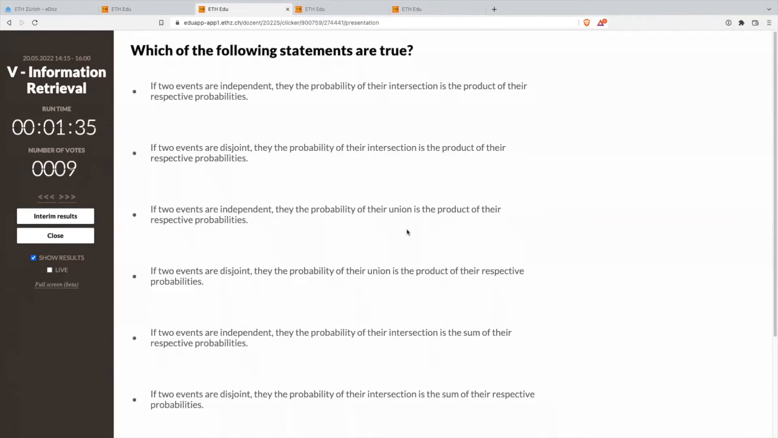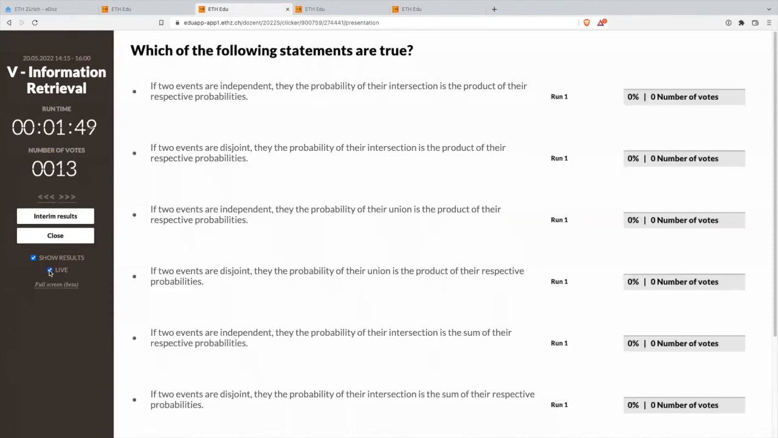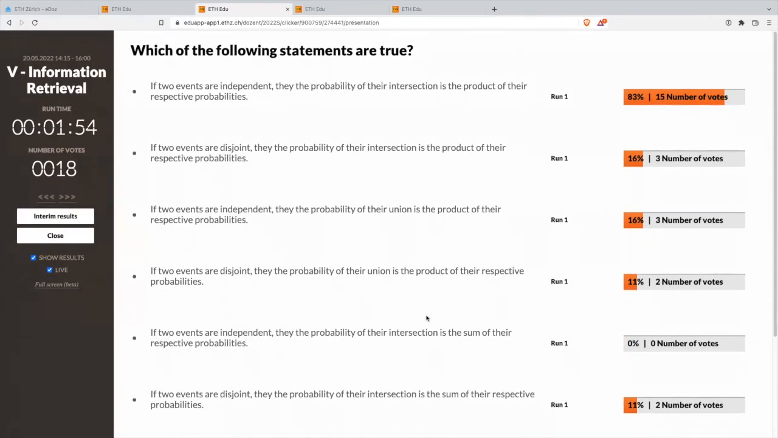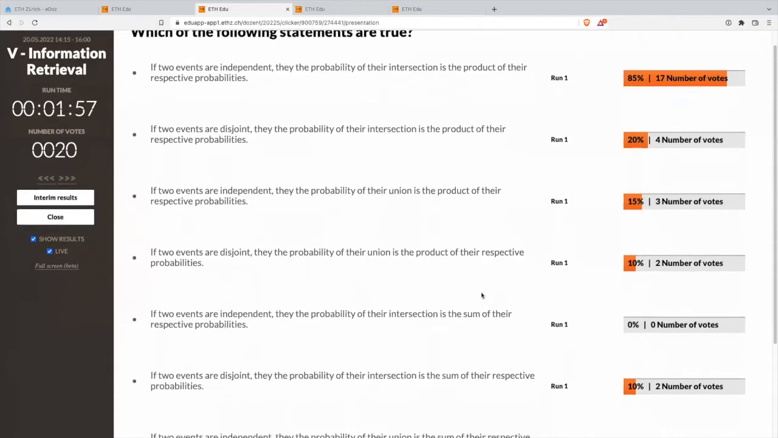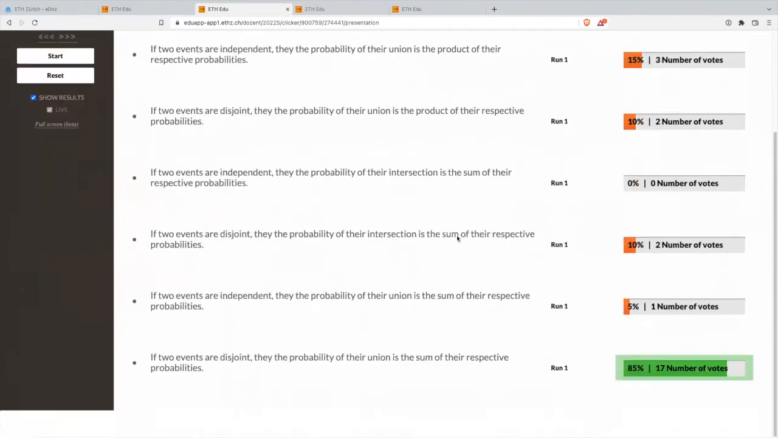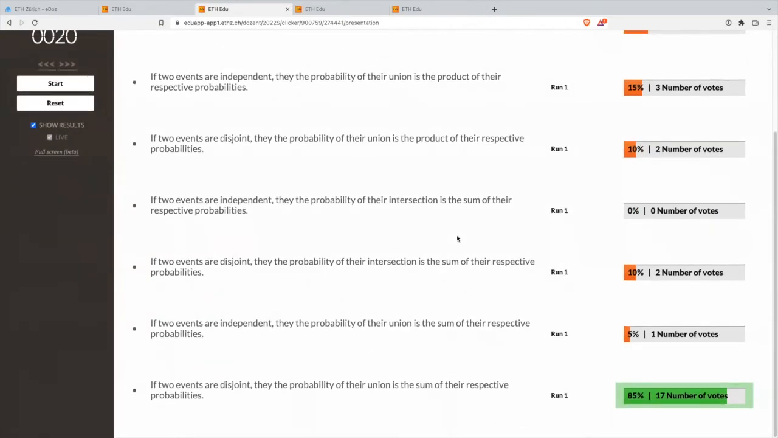Right, 9 answers. 11. All right, let's see if it converges. We have 2 majorities. You still have an opportunity to change, 18 answers. And 20. All right, so indeed, independent means that the probability of the intersection is the product of the probabilities. And disjoint means the probability of the union is the sum of the respective probabilities. All right.